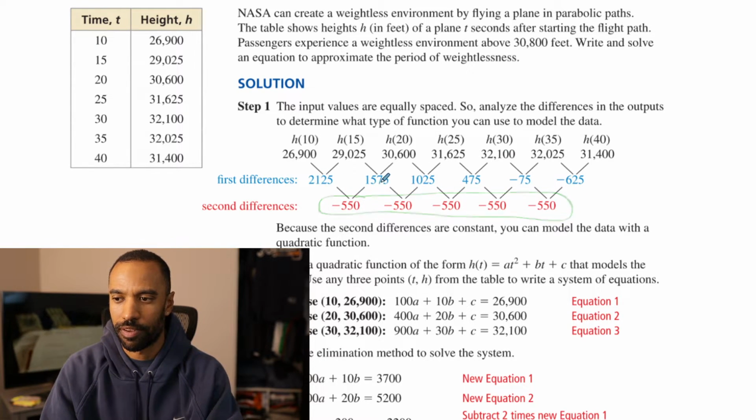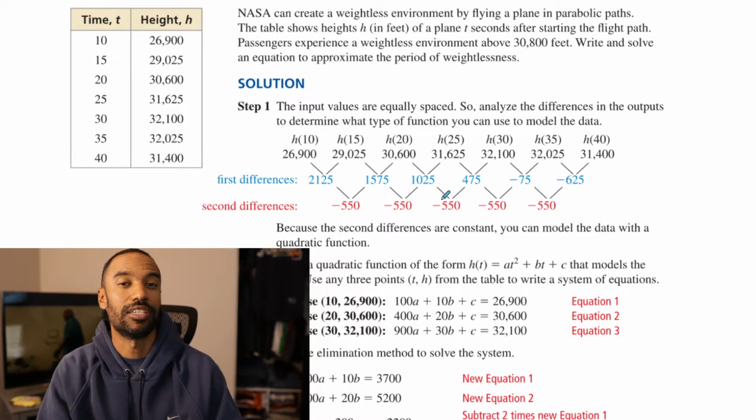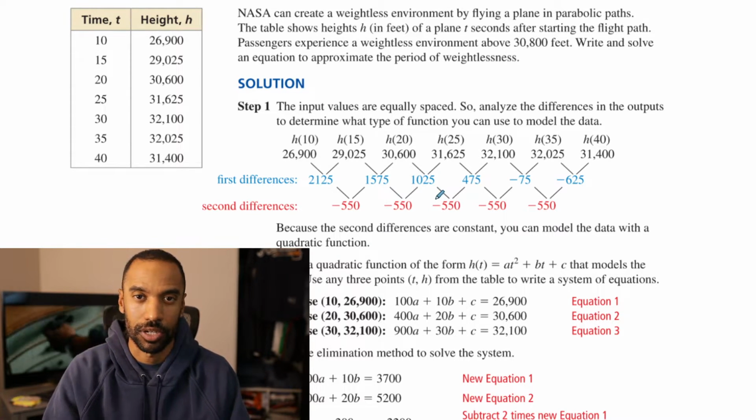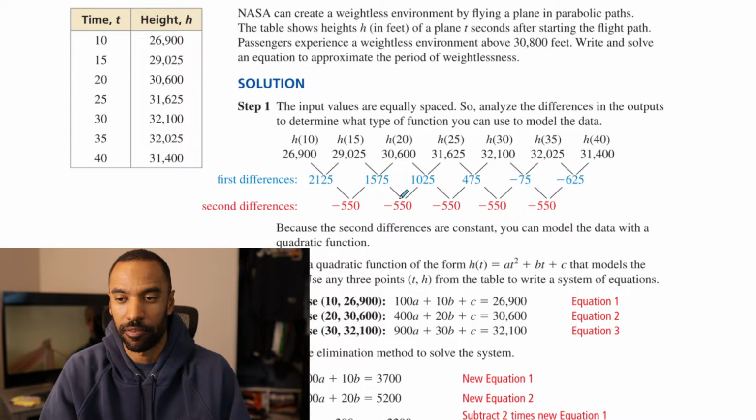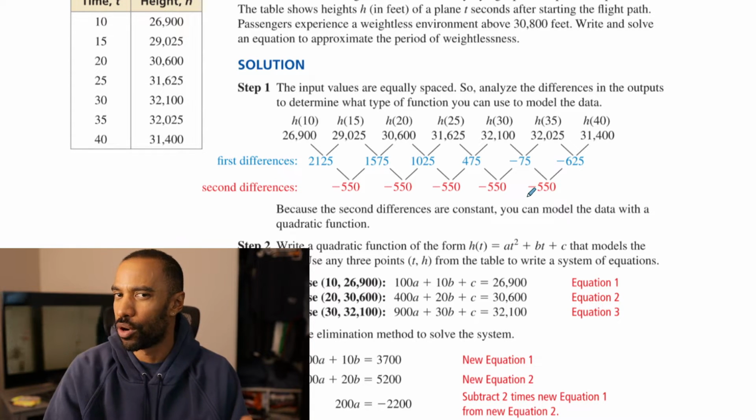So from 21.25 to 15.75, you subtract 5.50. From here to here, you subtract 5.50. That is indicative of a quadratic function. The way they set it up is perfectly quadratic, so that means it's a quadratic function. How do you get your equation? You still got some more things to do.